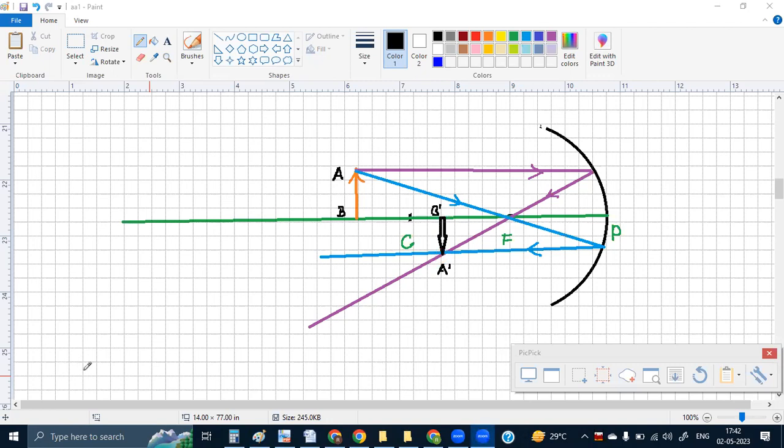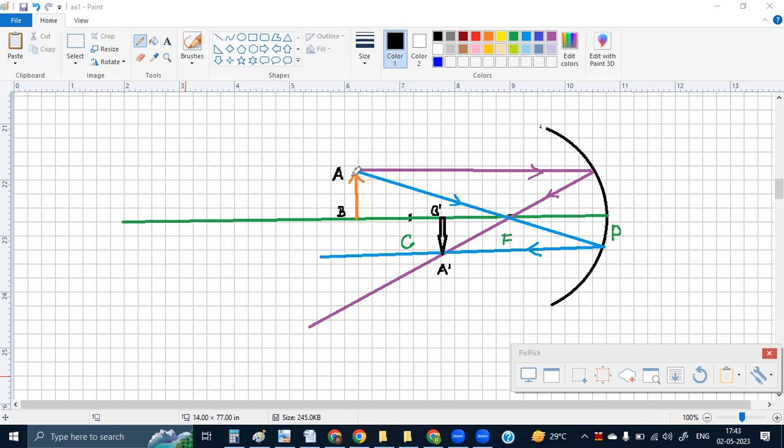Now we are supposed to write down the characteristics of the image. The first thing is that the image is upside down, it is inverted. So therefore, of course, it is a real image. The second thing that we are going to talk about is the size of the image. You can see here the size of the object is bigger, the size of the image is smaller. So the image is diminished. This is the next characteristic. Then the last one is the position of the image.